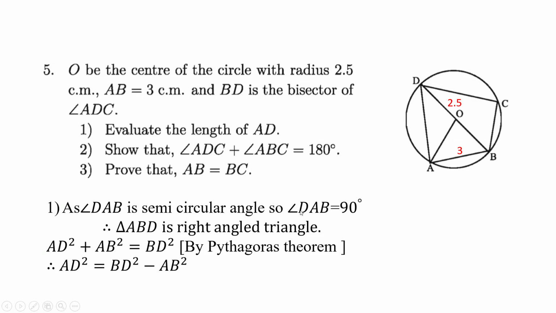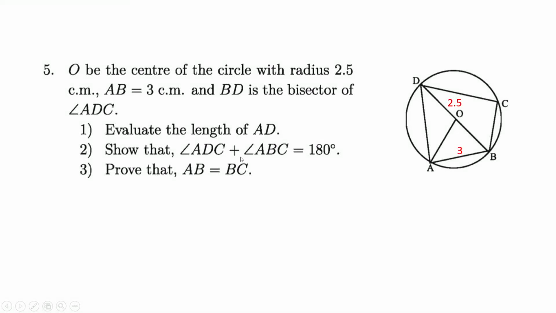Now question 2: show that ADC plus ABC equals 180 degrees. In this system, it is very easy to prove these questions. ADC plus angle ABC is equal to 180 degrees. It is a cyclic quadrilateral, so obviously opposite angles are supplementary to each other. So their sum is obviously 180 degrees.